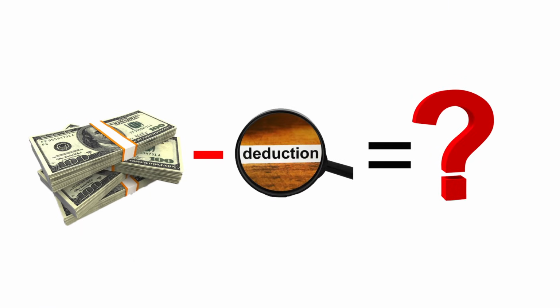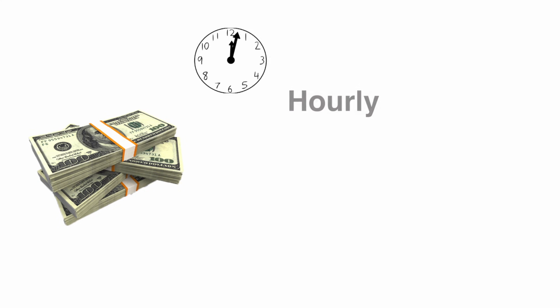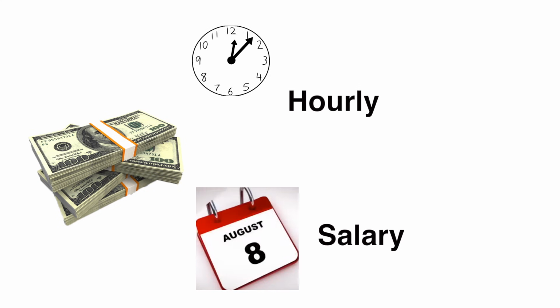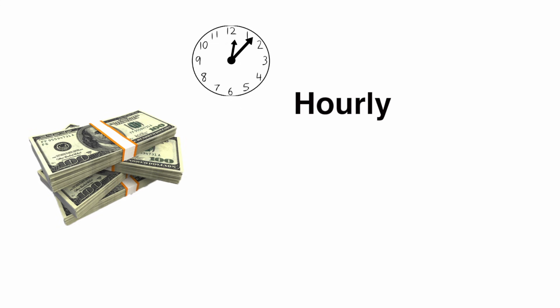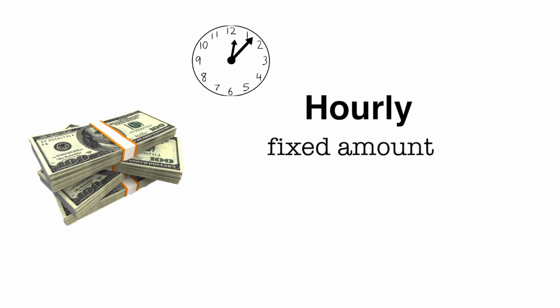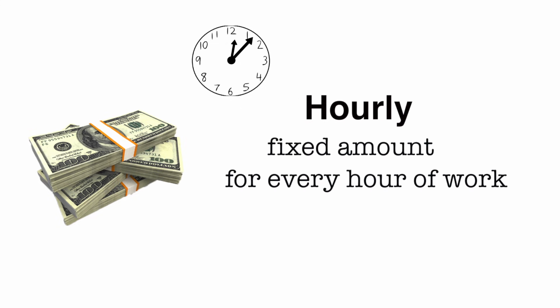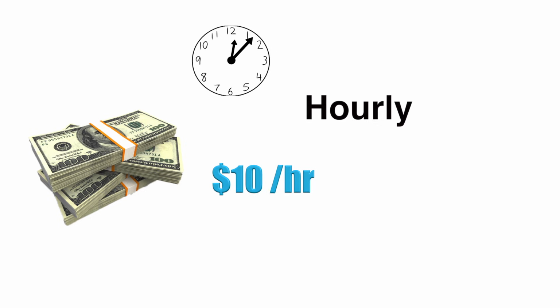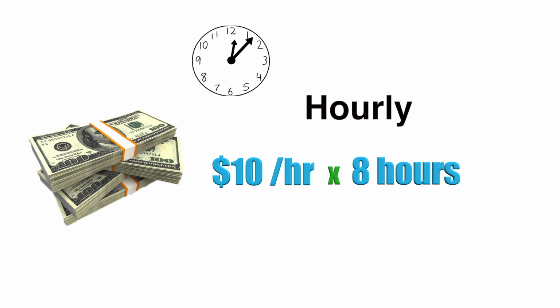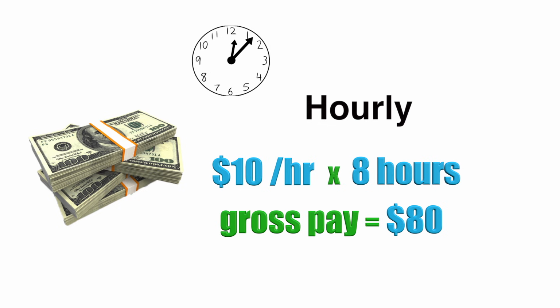There are lots of different ways to calculate gross pay depending on how an employee is paid. I'm going to describe the two most common ways, hourly and salary. When an employee is paid hourly, he is paid a fixed amount for every hour of work. So, if he gets paid $10 an hour and he works 8 hours, his gross pay is $80.